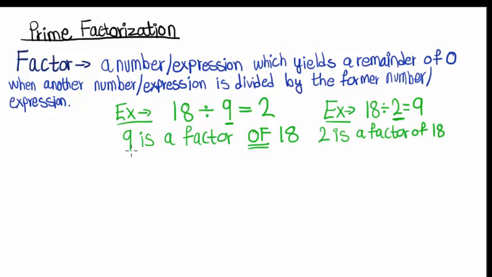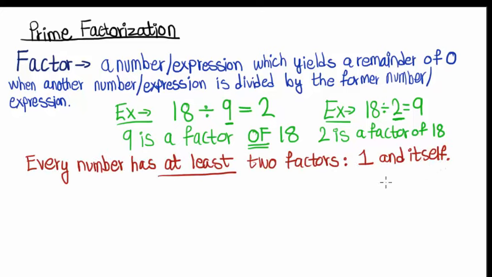So basically you might be wondering, is it possible for some number to have more than one factor? Well, yes, a number can have multiple factors. Every number has at least two factors. The first factor of any number is the number 1, and then the other factor is always the number itself.